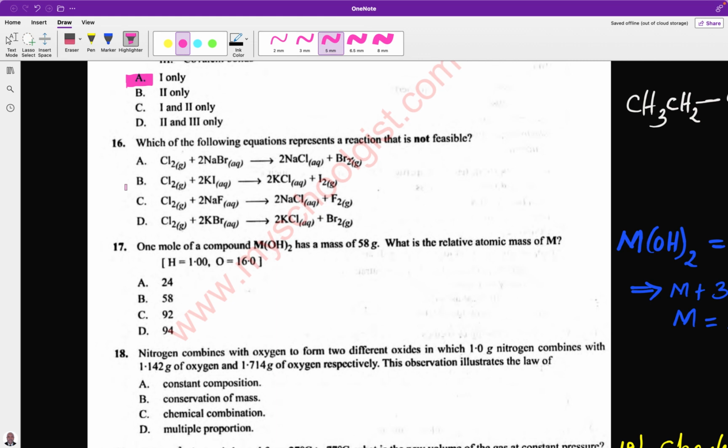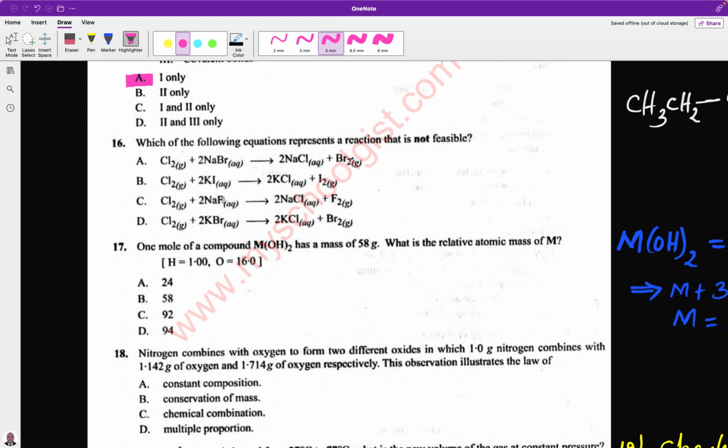Okay. Now, chlorine plus sodium bromide. Of course, the reaction will occur. Chlorine is more reactive than bromine, so it will displace bromine. Chlorine plus potassium iodide. Of course, chlorine is more reactive than iodine, so it's going to displace the iodine and form potassium chloride, and iodine will be displaced. Chlorine plus sodium fluoride. It's not going to be possible here.